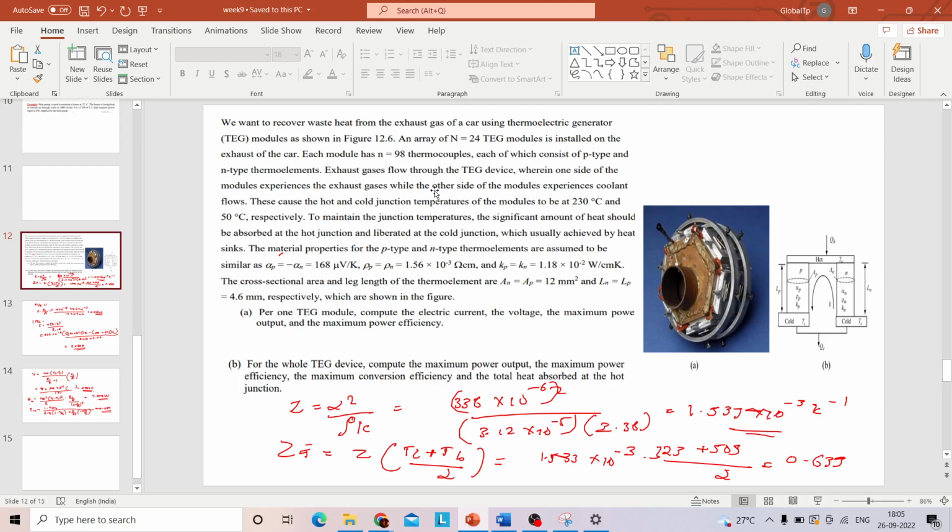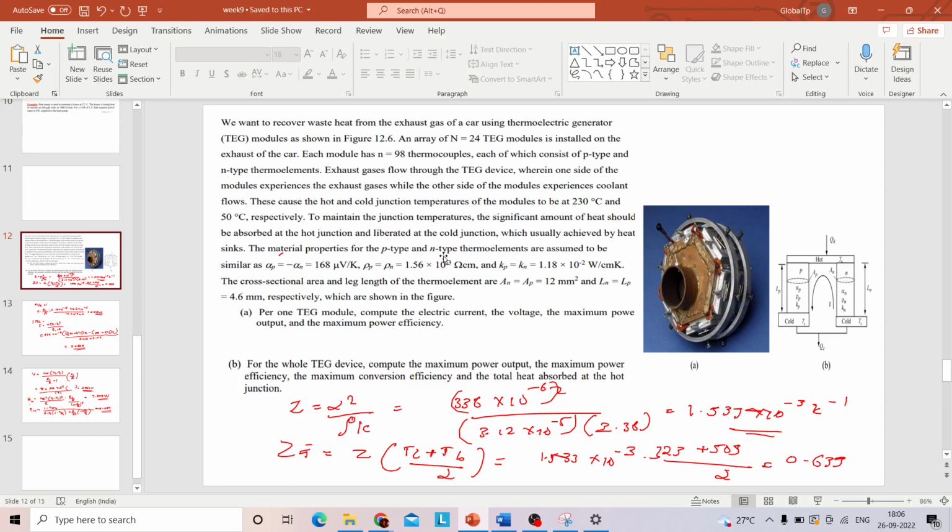The exhaust gases flow through the TEG device, wherein one side of the module experiences the exhaust gases while the other side of the module experiences coolant flow. These cause the hot and cold junction temperatures of the module to be at 230 degrees Celsius and 50 degrees Celsius respectively. To maintain the junction temperature, a significant amount of heat should be absorbed at the hot junction and liberated at the cold junction, which is usually achieved by heat sinks.